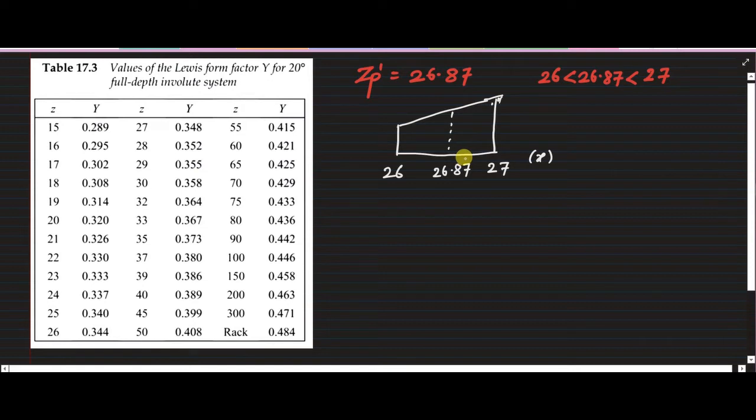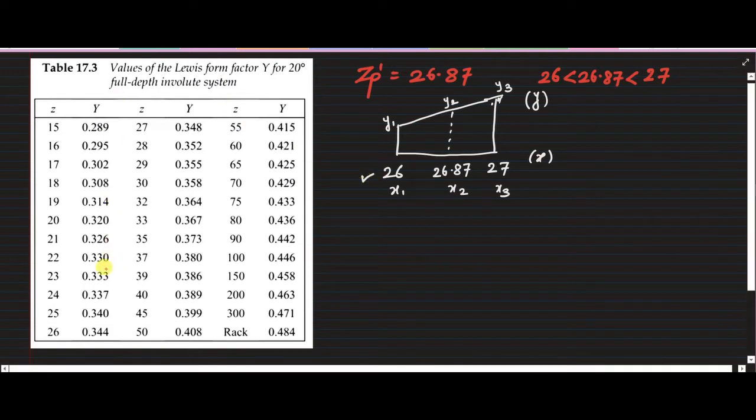So for 26, let us call the values of Lewis form factor as y. So correspondingly, let us say this is x1, this is x2, and this is x3. In the same way, let us say we will write y1 here, y2 here, and y3 here. So y1 is the value of Lewis form factor when the number of teeth zp is equal to 26, and it is here for 26.